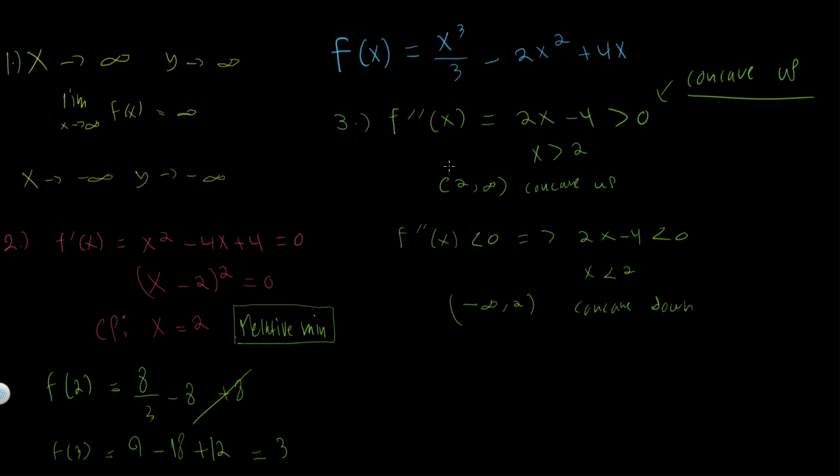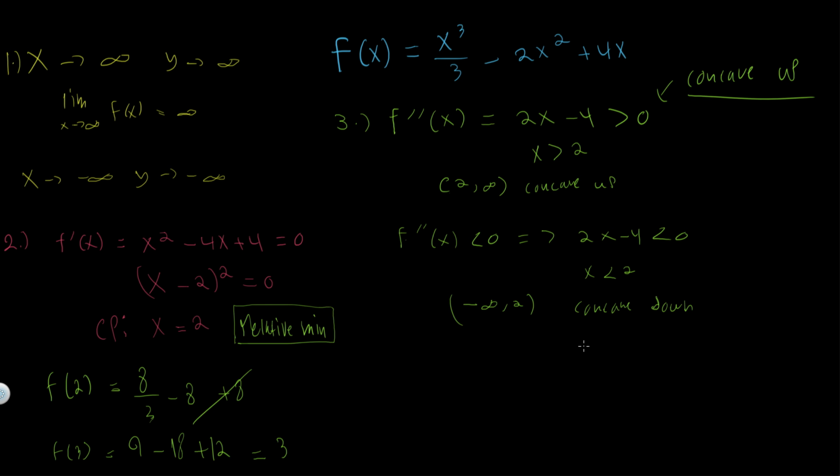Okay, so I think we almost have enough information. Let's see if we're missing anything. We know that as x goes to infinity, y goes to infinity. As x goes to negative infinity, y goes to negative infinity. We know there's a relative minimum at x equals 2. And then we also know the concavity. Okay, so let's go ahead and graph this.